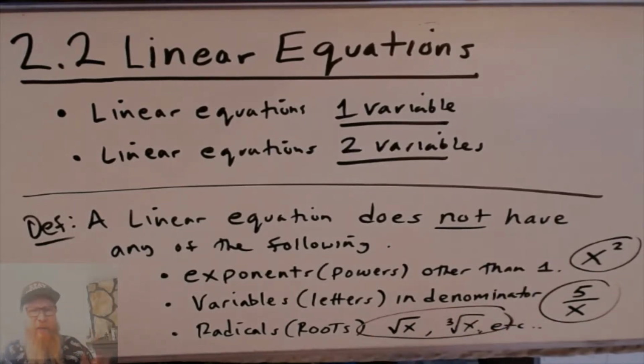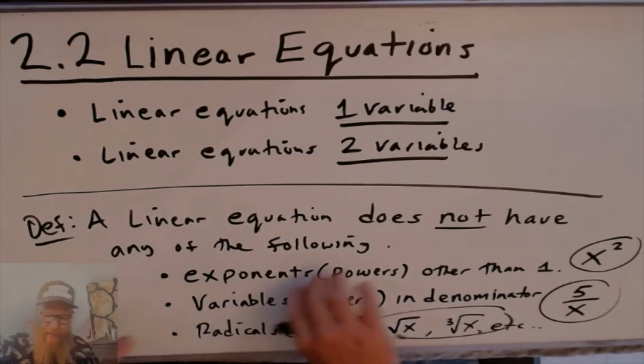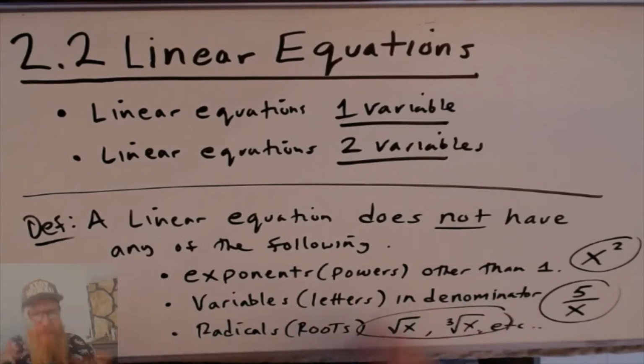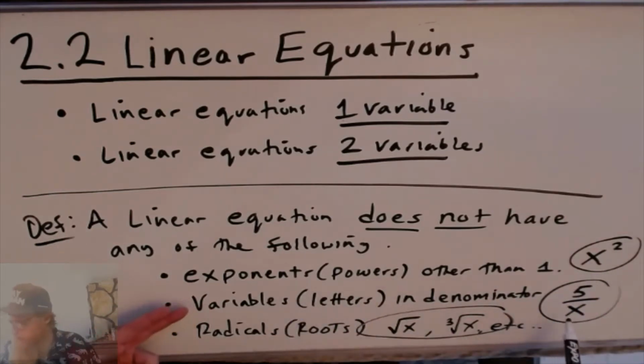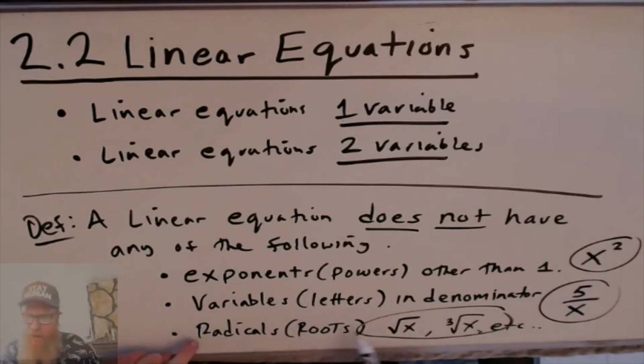So a linear equation is an equation with letters and numbers, operations, addition, subtraction, multiplication, division, but it will not have any of the following. No exponents other than 1, no variables or letters in the denominator, and no radicals or roots.